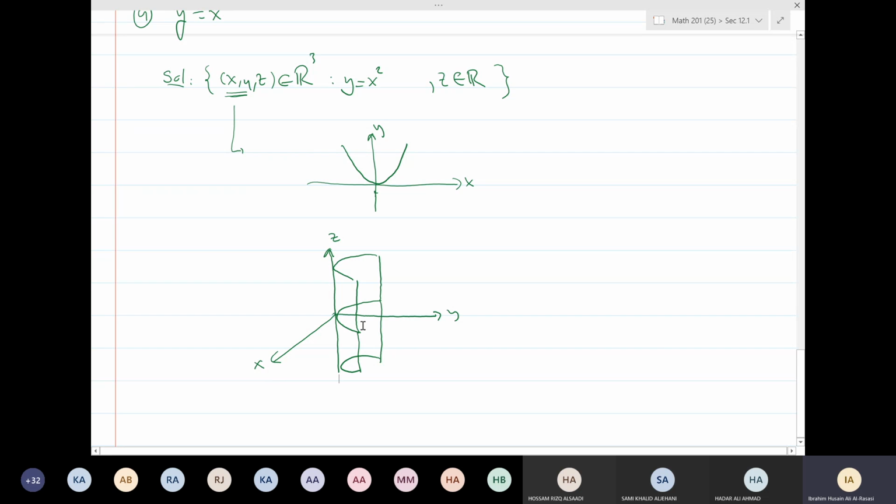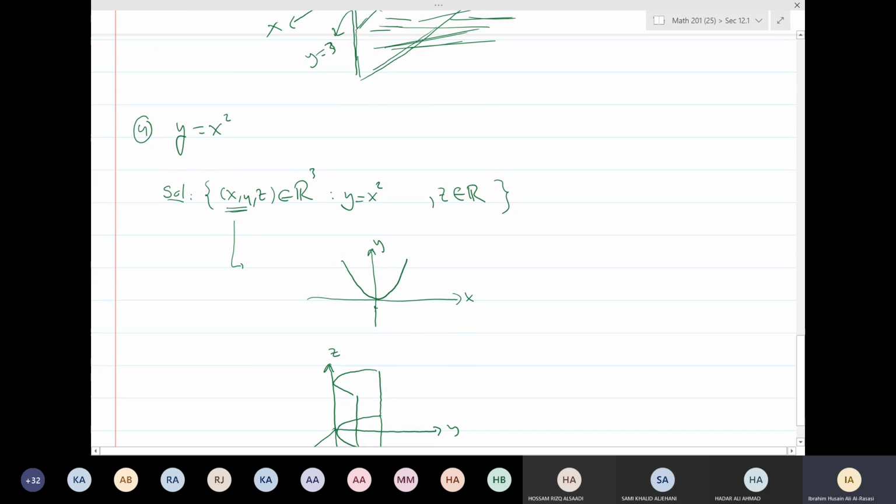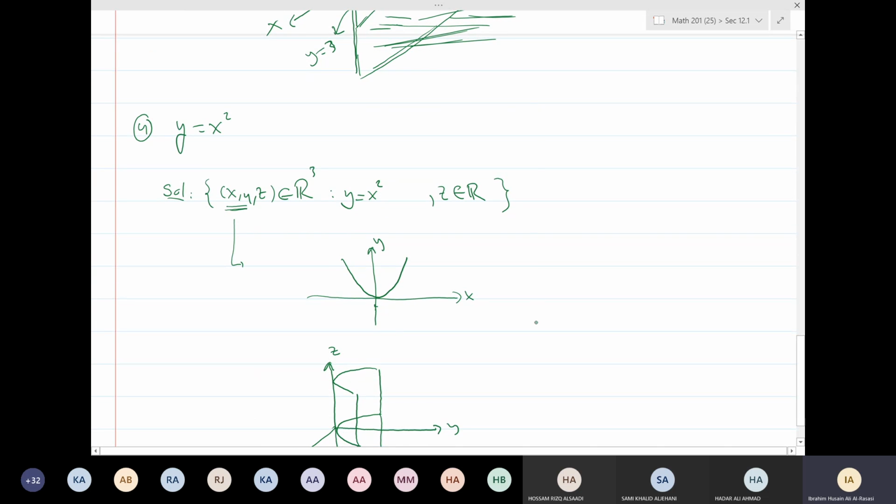So this is the graph. We go up and down. Is it clear? Yes, it is clear. In all of these examples, the main idea is the same. You start from the XY plane, then you shift along the Z axis, depending on the values of Z. Now, if you understand this, let me give you this variation here.